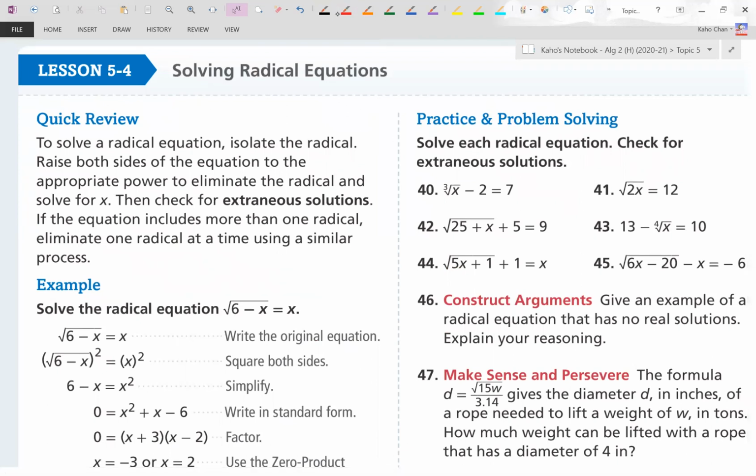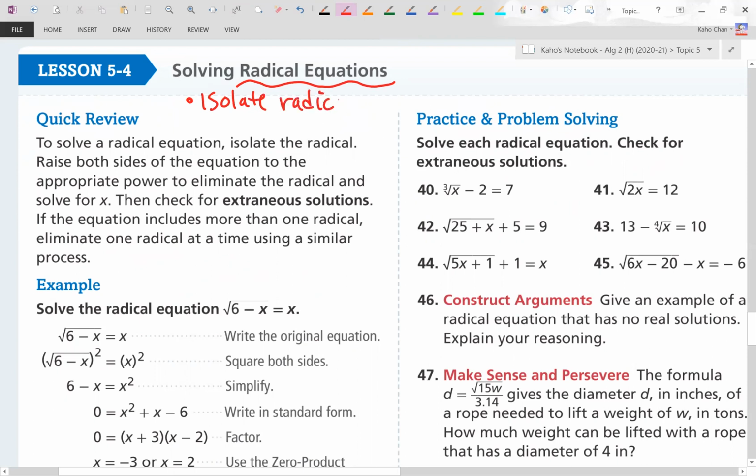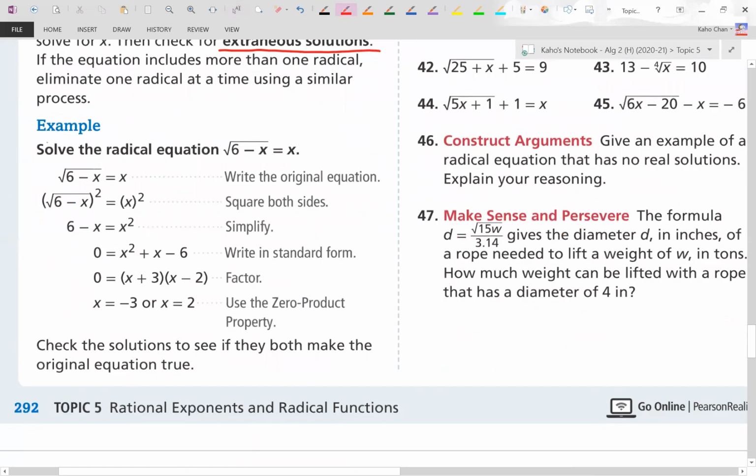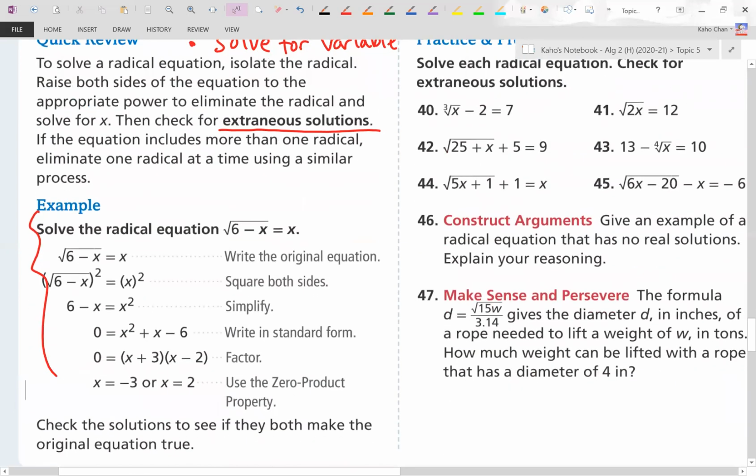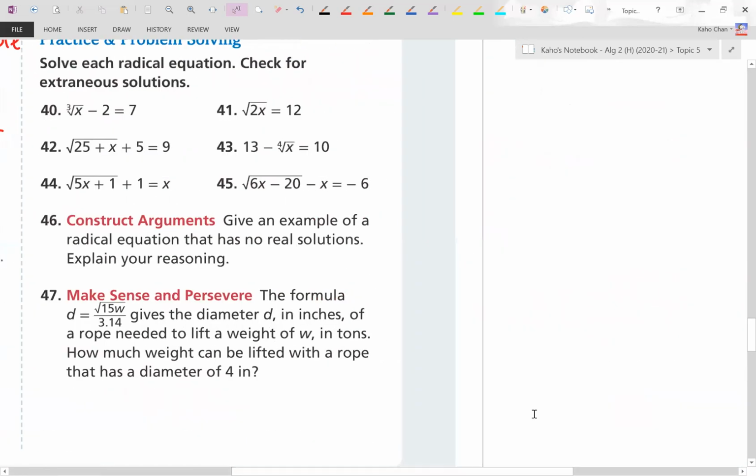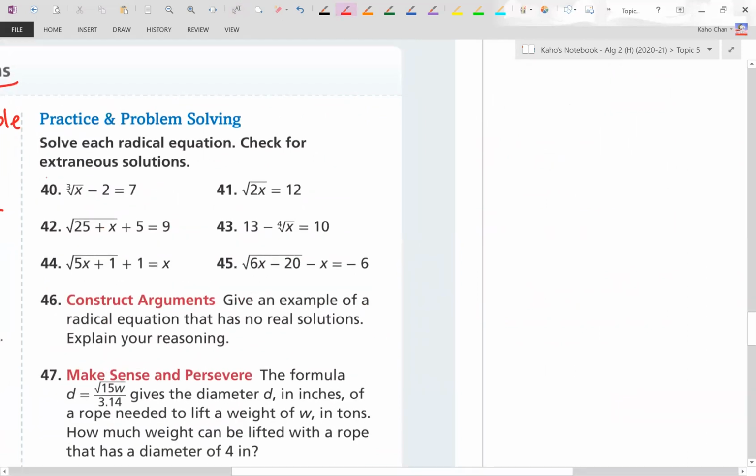Oh, solving radicals. Oh my goodness. So the key to solving radical equations is to isolate the radical and then solve for x, or the variable. And then anytime you do this, you also want to check your solutions for extraneous answers. Keep that in mind. There's a nice example here that you can review on your own. I'm going to go and jump to number 40 and just get going here. There's a lot going on here. Here we go. Number 40.